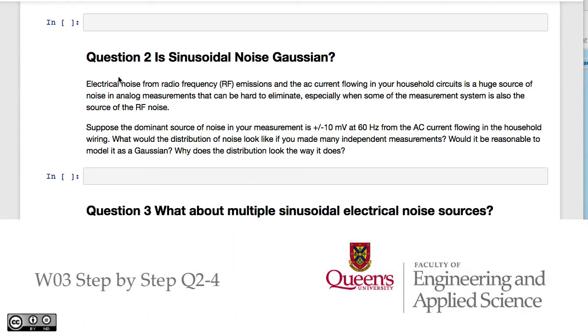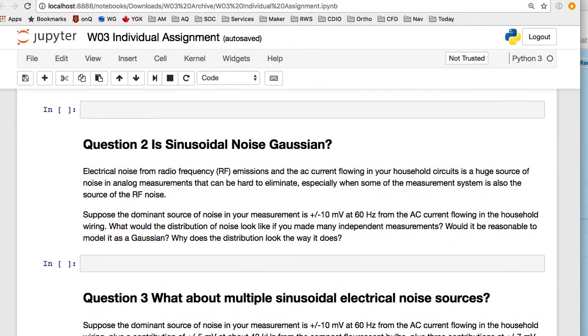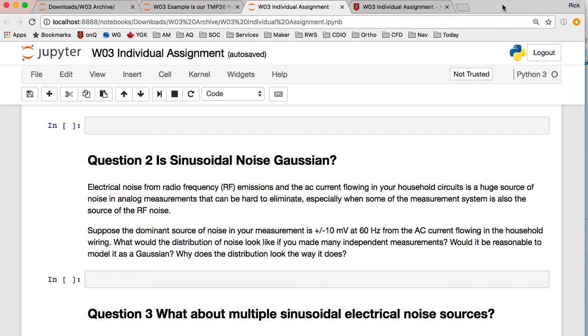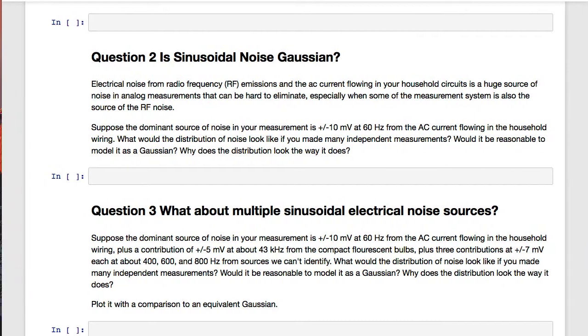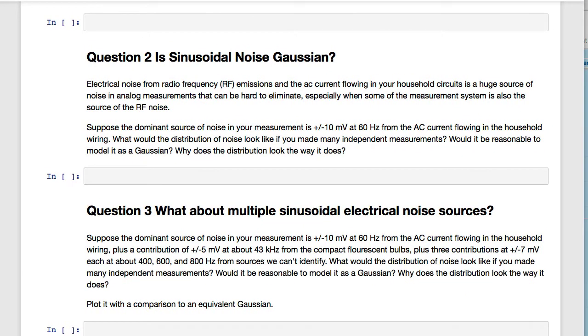Okay, let's tackle some more of the questions on the week 3 individual assignment. So I've got the Jupyter notebook for the week 3 assignment here, and I've also got this example notebook, is our TMP36 noise Gaussian. So let's take a look at the content of the assignment.